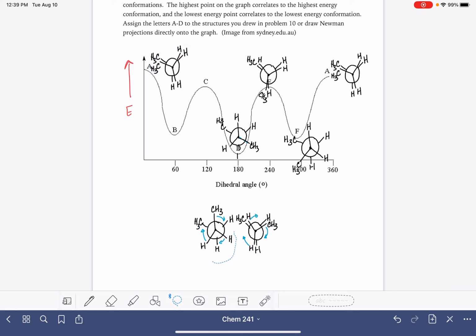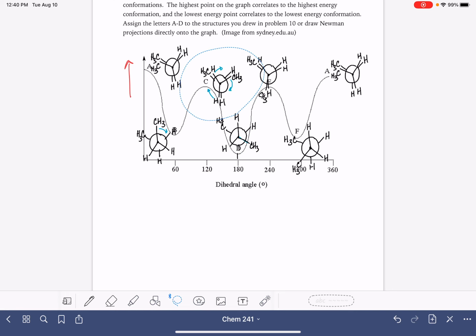And then from that high energy conformation, we go back to a low but not lowest energy conformation. So that's this guy right here. And then last but not least, this guy right there. So you can do this exact same sort of conformational analysis with any molecule. It doesn't have to be done only with butane.